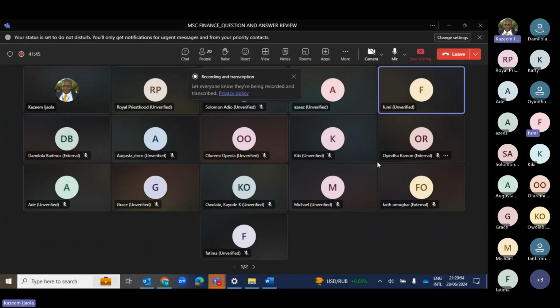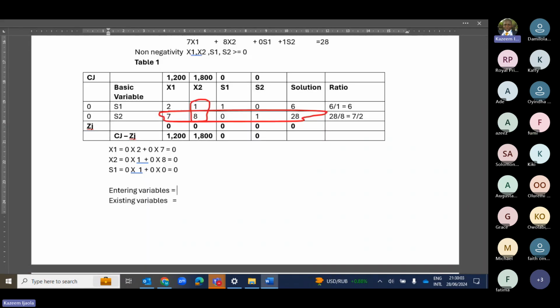He's not speaking, you know. Okay, I'll leave you then. Augusto Itoro, tell me the entering and exiting variables. What is the entering variable and what is the exiting variable?